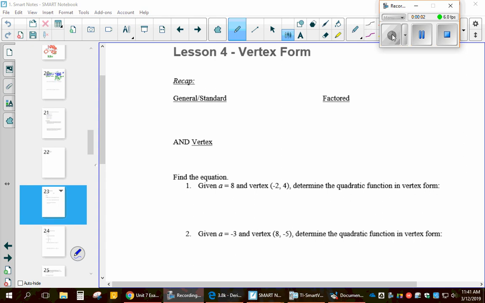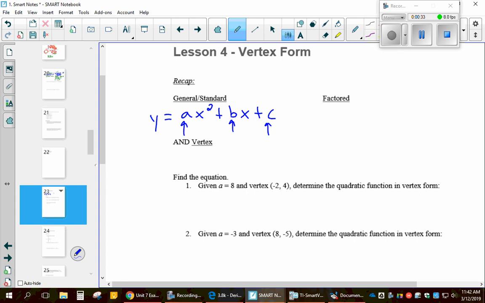All right, so lesson 4. As a recap, general standard form, the way we write this is y is equal to ax squared plus bx plus c, right? And a is the number up front, and then b was the coefficient, right? And then c was our y-intercept, right? And those are just numbers that are put in there.